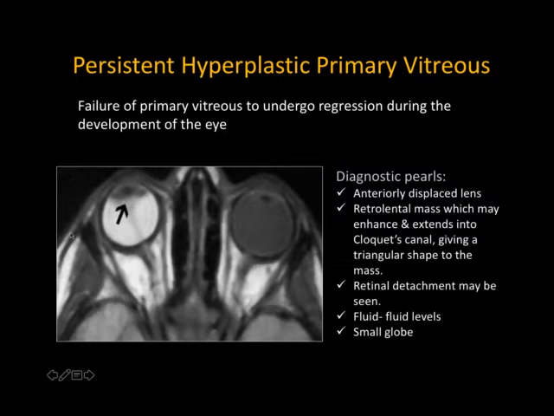So here what happens? The lens is displaced anteriorly. Why does it occur? Because there is persistence of the primary vitreous. Therefore you have the Cloquet's canal which is persistent and it extends from the posterior aspect of the lens to the optic nerve head, and you will see a small globe. These are the other points on how to differentiate.